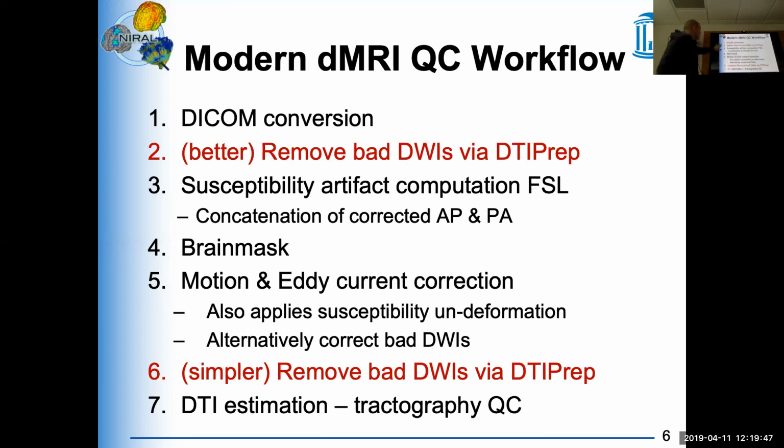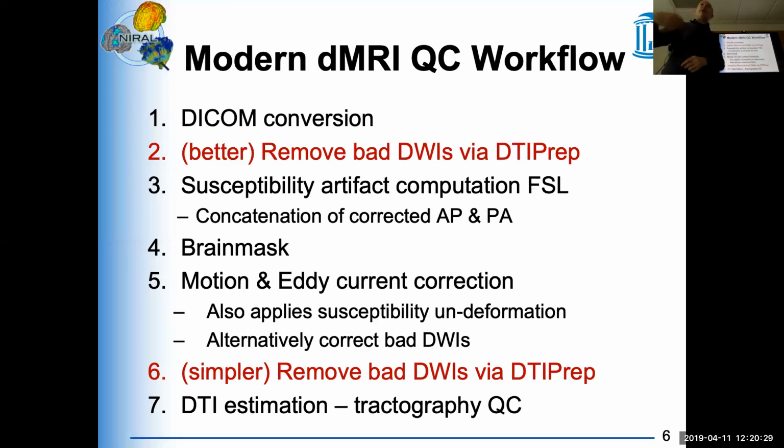But anyway, once you have the bad DWIs removed, or you choose to do it later, the first thing to do is to correct the geometry. And that is the susceptibility artifact computation. We'll go into that right away after that, where we remove the geometric distortion that is inherent in all of our diffusion images. Then we create a brain mask, very much necessary for the next step, for the eddy current and motion correction. The reason why the brain mask is necessary is if we want to include the susceptibility artifact correction the right way, we have to do it jointly with the motion estimation.